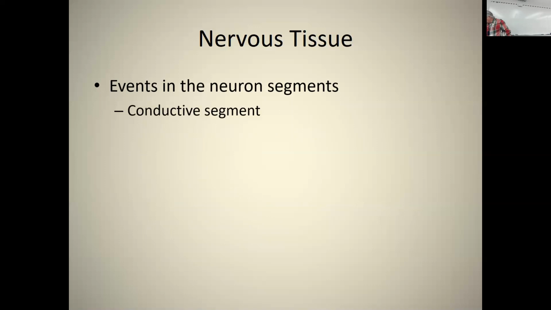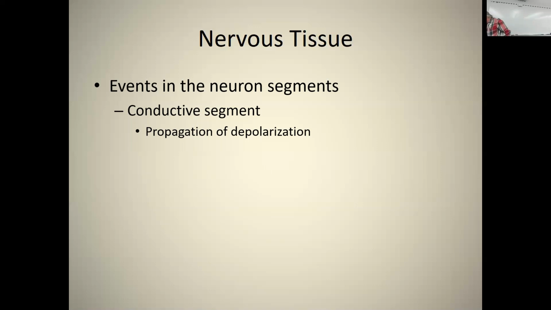Okay, in the conductive segment, this is where the action potential is conducted along the axon, the propagation of the depolarization. And what this nerve signal is, what the action potential is, is just a brief reversal of charge of the cell membrane. It becomes positive inside, and then becomes negative again. And this positive flipping moves down the axon and goes on to the axon terminals.